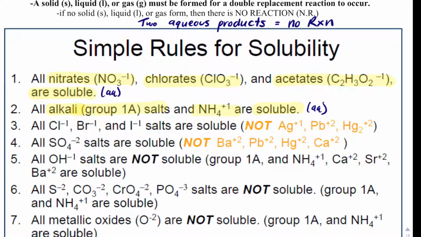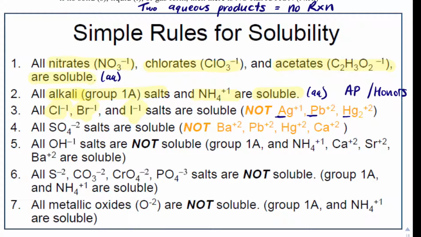And number three specifically talks about halogens, the chlorides, bromides, and iodides, and those will always be soluble except with silver, lead, and mercury. And if you want to know a way that I use to remember that, I remember AP and honors classes. So silver, lead, and mercury.